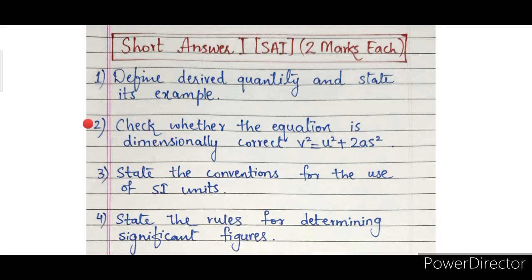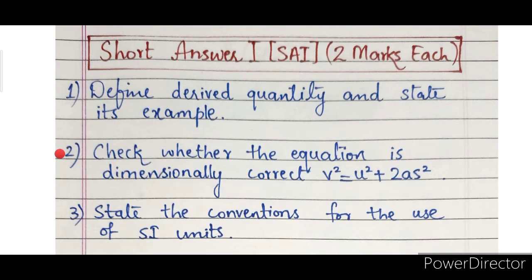Now the next question: check whether the equation is dimensionally correct. v square is equal to u square plus 2as square. To check whether the given equation is dimensionally correct or not, we have to write down the dimensions of all the terms involved in the formula. So here we have to write down the dimension of v square, dimension of u square and dimension of as square.